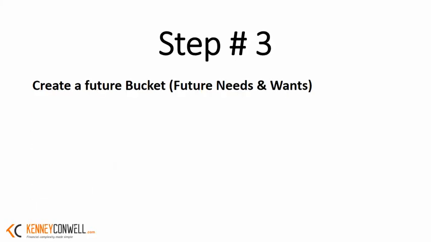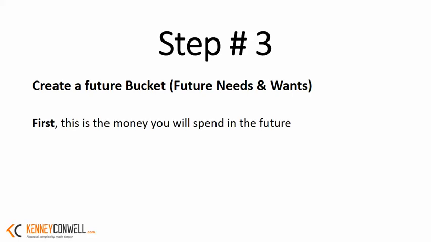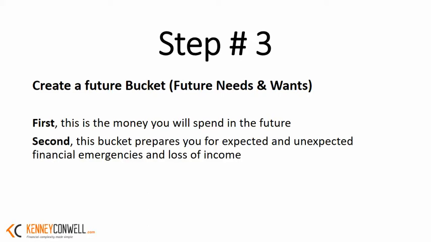And then step three, you want to create a future bucket for your future needs and wants. First, this is the money that you'll spend in the future. Second, this bucket is going to prepare you for expected and also unexpected financial emergencies and sometimes a loss of income. We can't prevent life from happening, but we can plan for life. So when life shows up, we already have a pool of cash or something set aside to take care of that life situation.